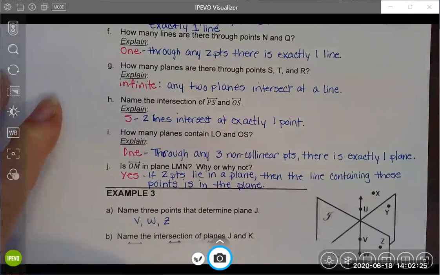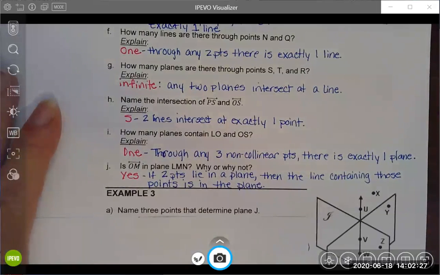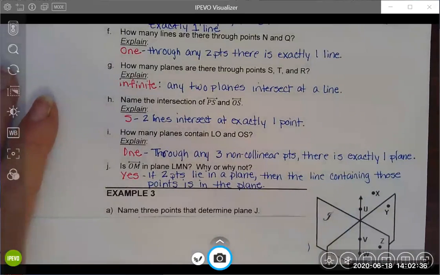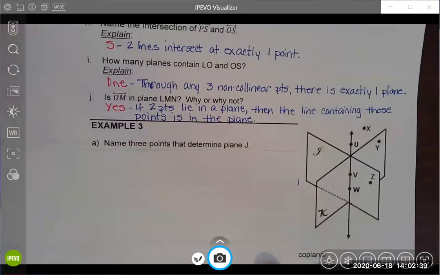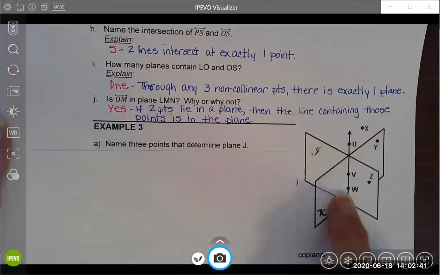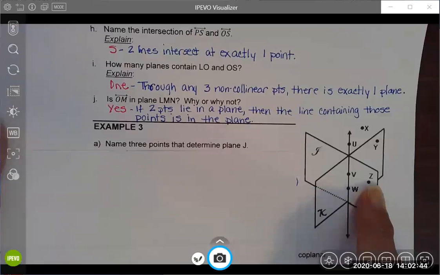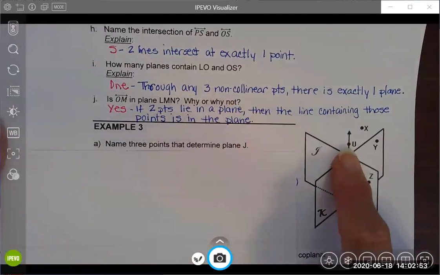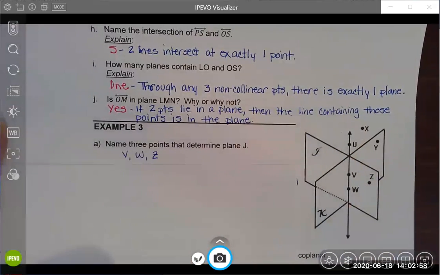Example 3 is yet another picture. Example 3 is asking us to name 3 points that determine plane J, which would be this one, right? 3 points that determine plane J. And there are actually more than 3. As drawn, I see W, V, and Z. Those are easy to see. Remember, a plane extends upward and this way in all directions. Plane J does. It extends infinitely. So you could argue that point U is also in plane J. But to make our brains comfortable, I just wrote down V, W, and Z.